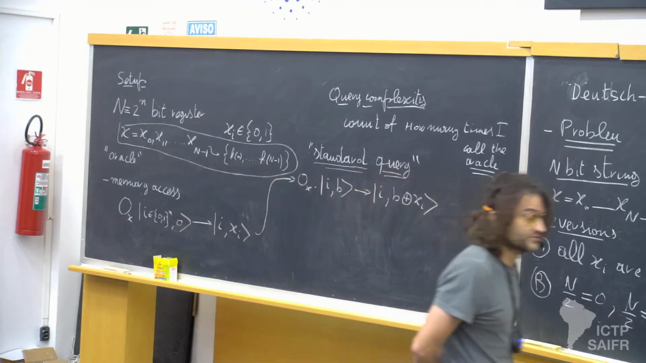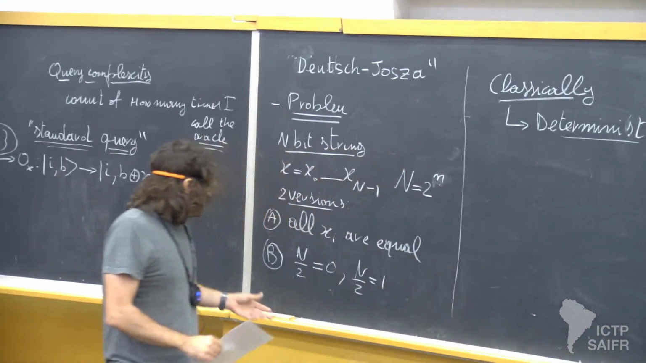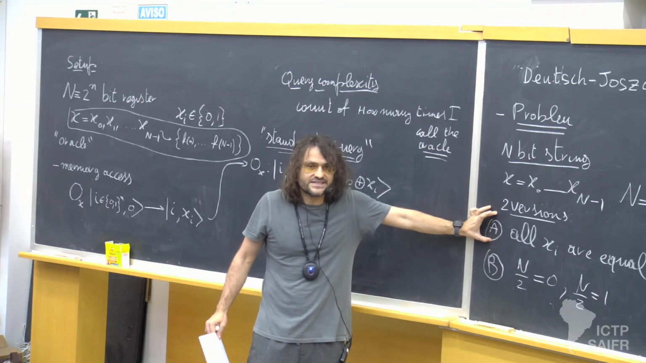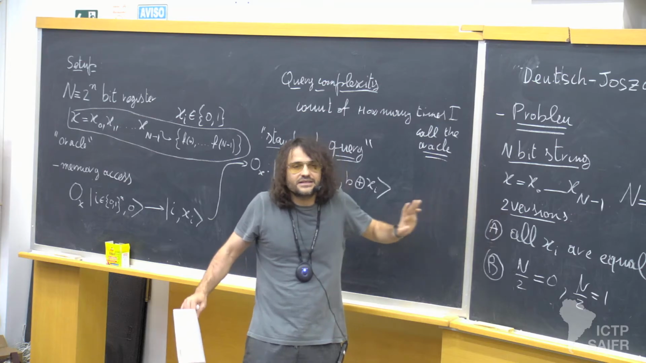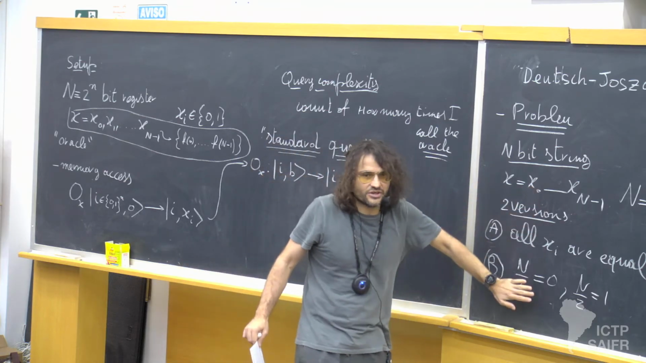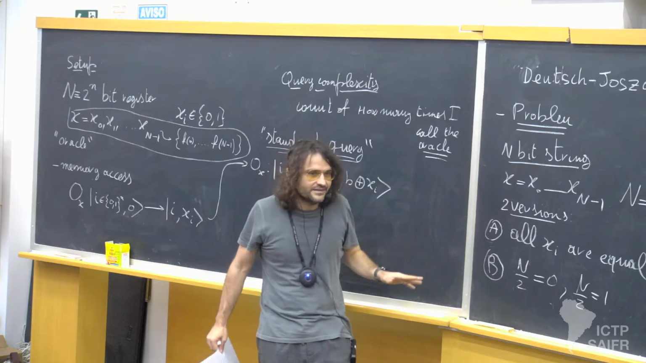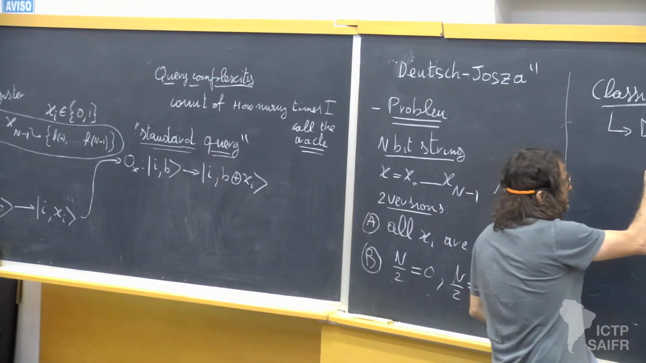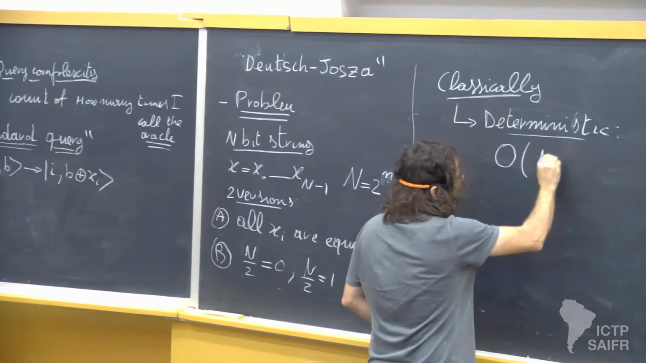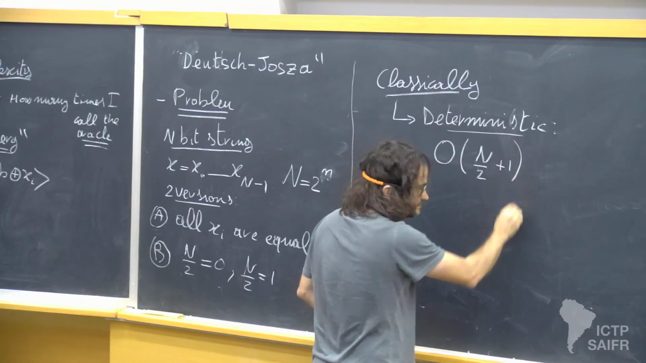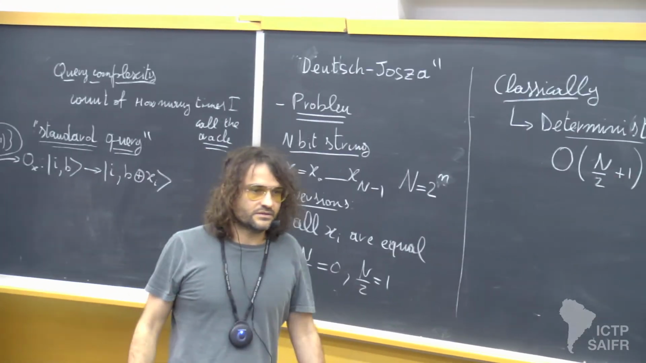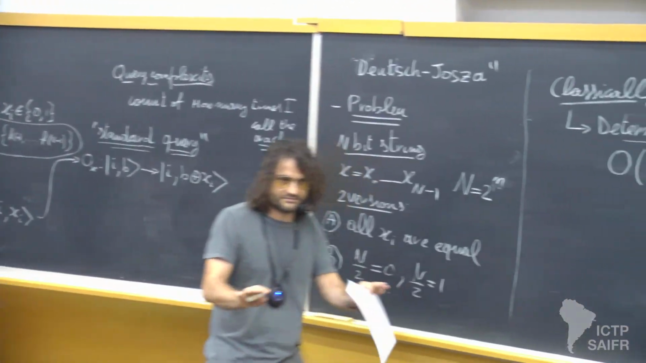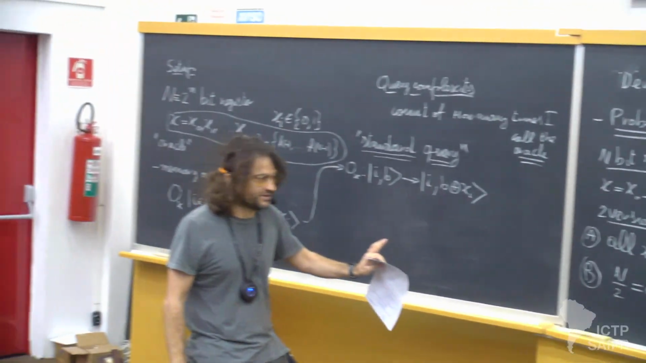Correct, n half plus 1. Because suppose that I'm in this case, A, even if I see n half zeros, in principle I cannot be sure that I'm not in the other case. I could be so unlucky that I extracted all the zeros and all the rest will be 1. So if I want to be deterministic, my complexity goes like n divided by 2 plus 1. Yes, absolutely, either A or B. This is the promise that somebody gave you, and you want to discriminate between these two.